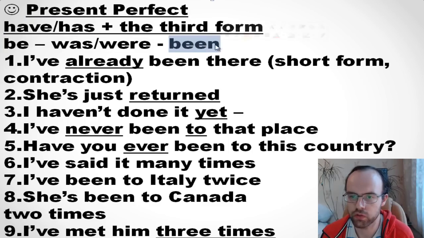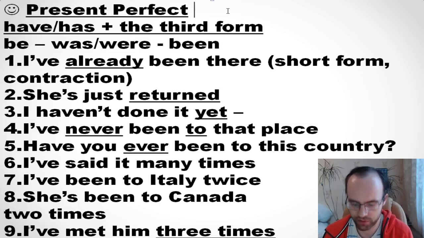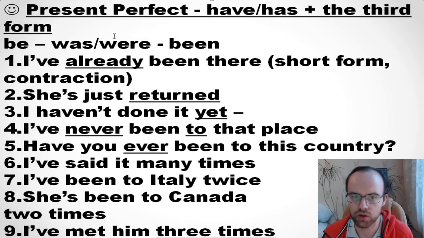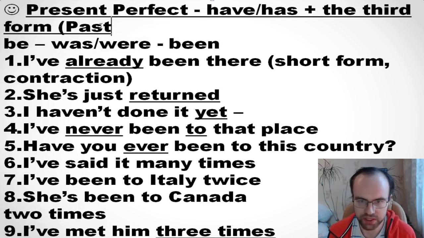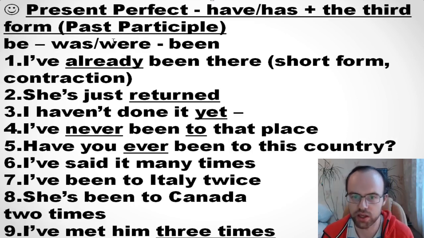So we call it the third form. We also call it, as you might know, the past participle. We call it past participle, okay? So I've already been there.